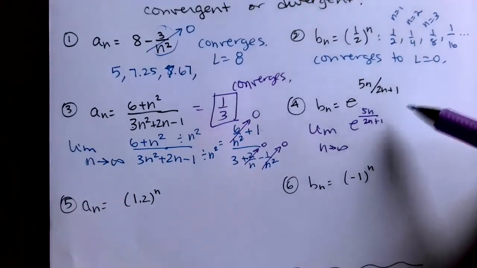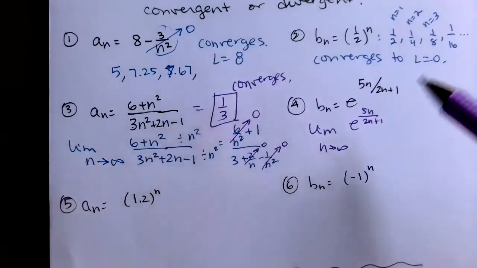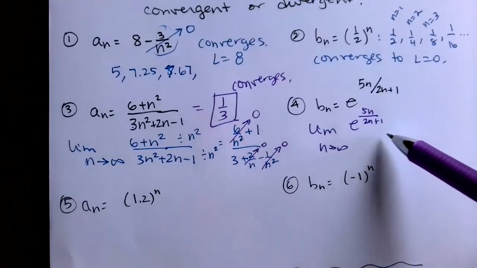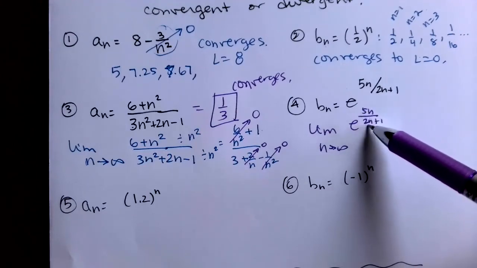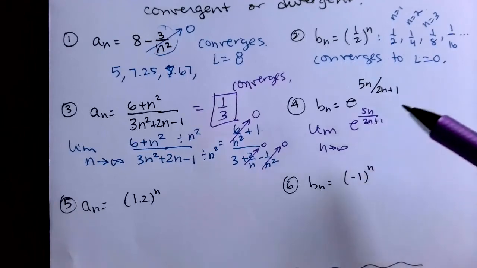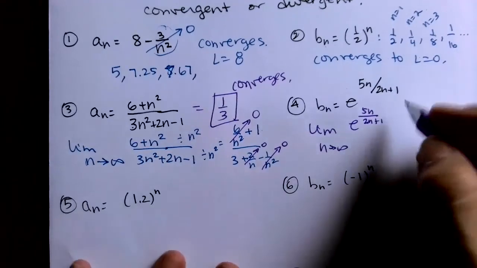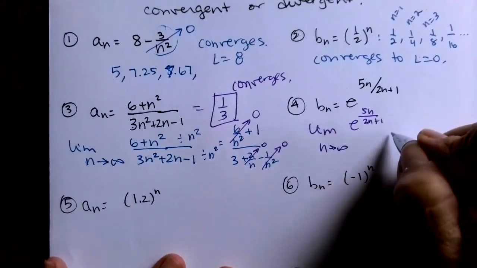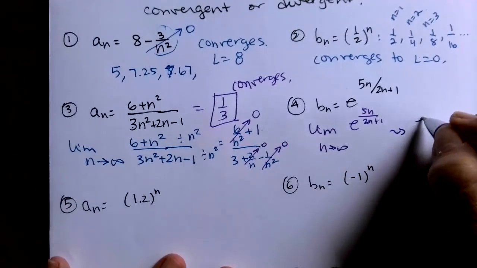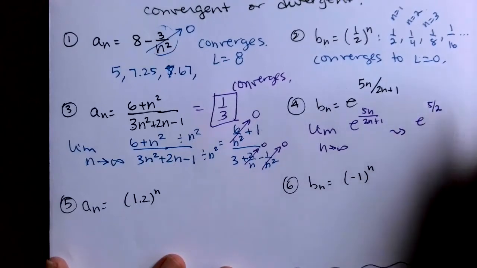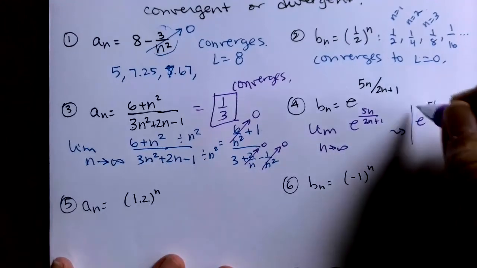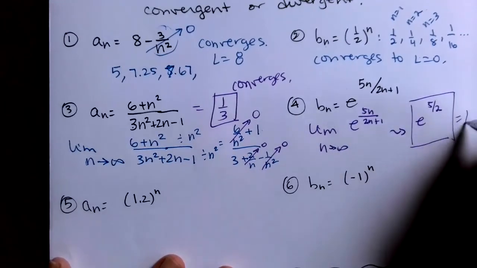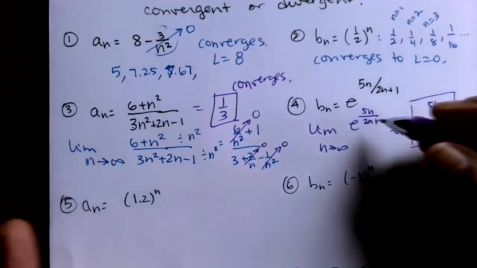So this is kind of like the one we just did, but now I'm going to talk about a different strategy for it. This is the one where, if the degrees are the same, you can just do the leading coefficients. Do you guys remember that from your pre-calculus lives? So this is going to behave, for really big n, as e to the 5 halves. This plus 1 isn't going to be contributing a whole lot at all. So that is going to be the limit of that sequence.